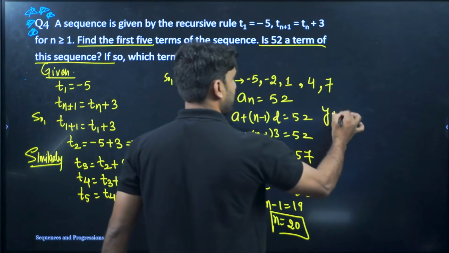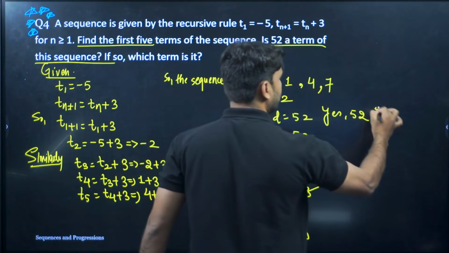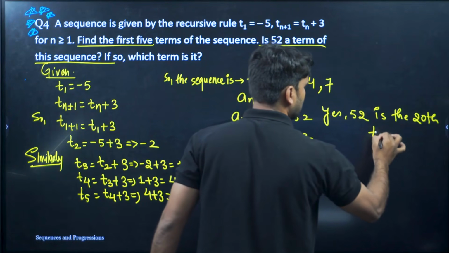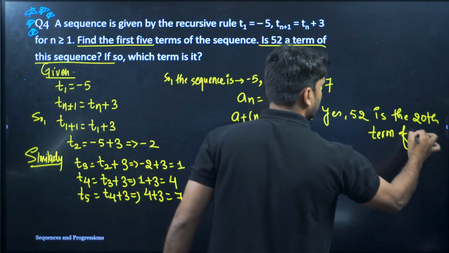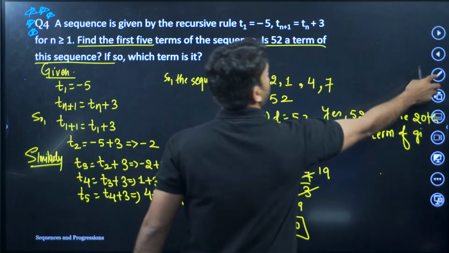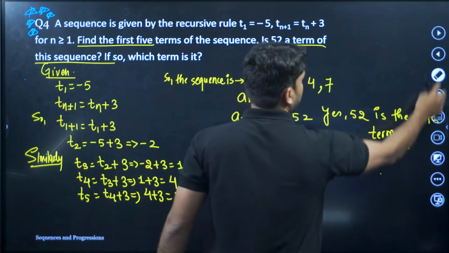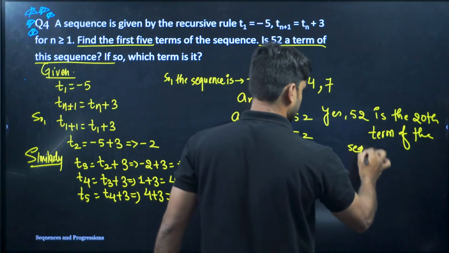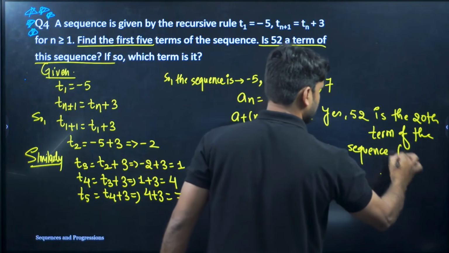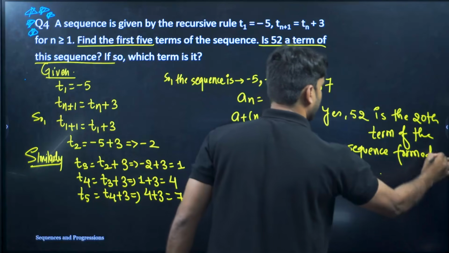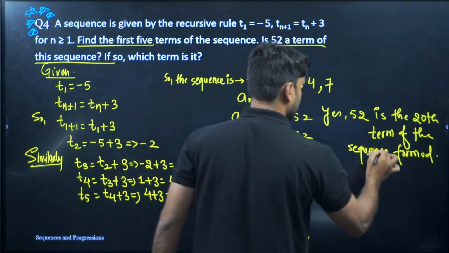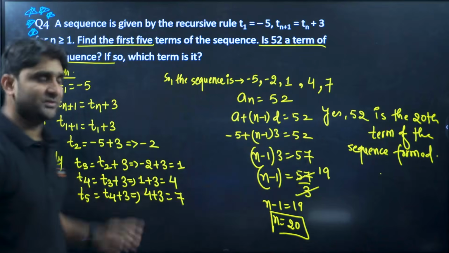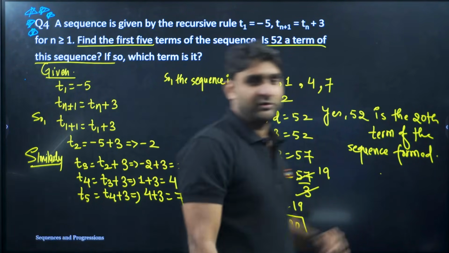Yes, 52 is the 20th term of the sequence formed. Clear? Yes, 52 is the 20th term of the sequence formed. This is correct. What a question.